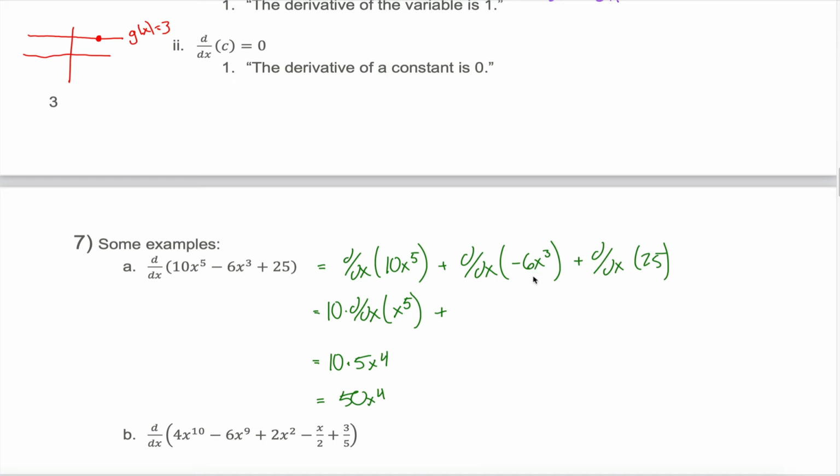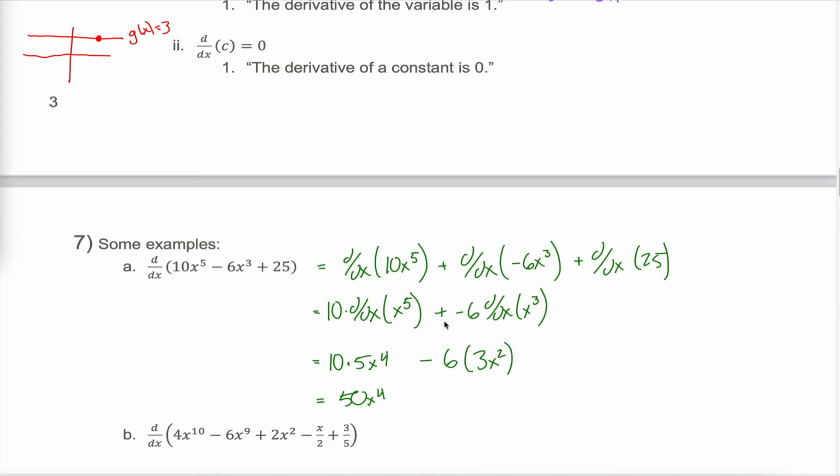Now maybe I can move on to the second term. I want to take the derivative of negative 6x cubed. The way I do that is I bring the negative 6 down in front, and then I still have to take the derivative of x to the 3rd power. Note this looks kind of weird with the plus minus thing going on right here. Instead of adding a negative number, it might make more sense to just think about this as we're subtracting 6 times the derivative of x cubed. And the derivative of x cubed is 3x squared using the power rule.